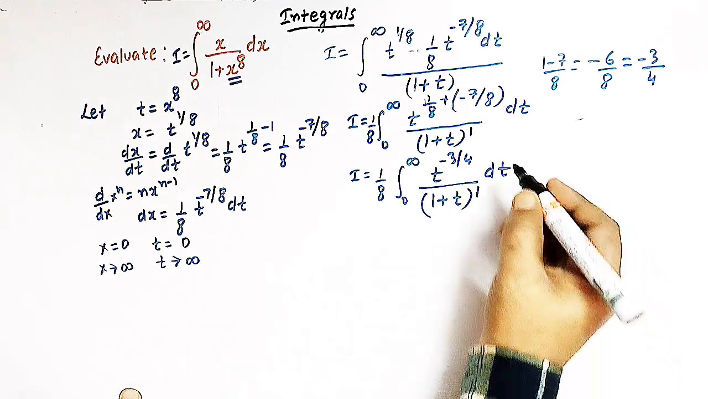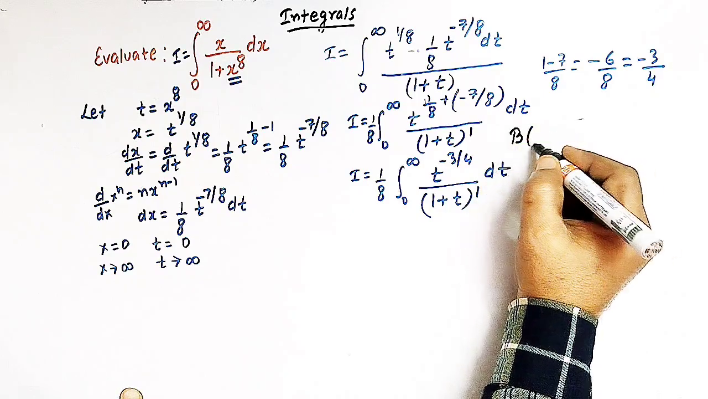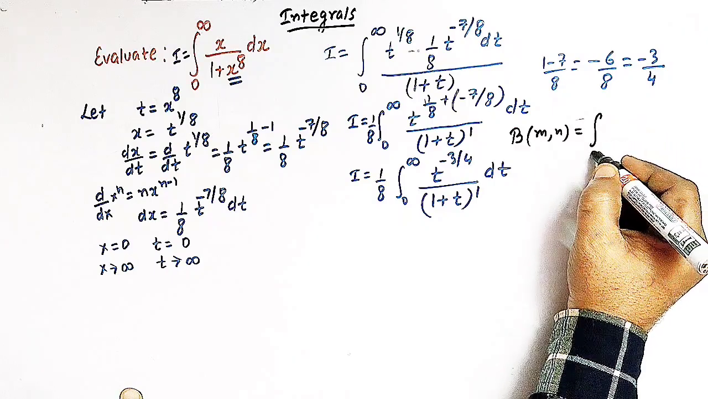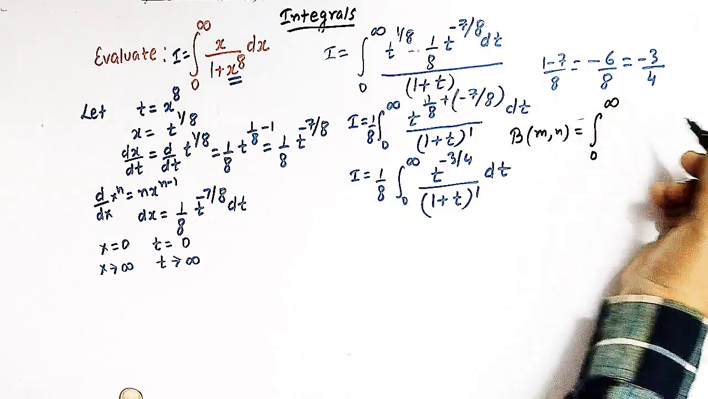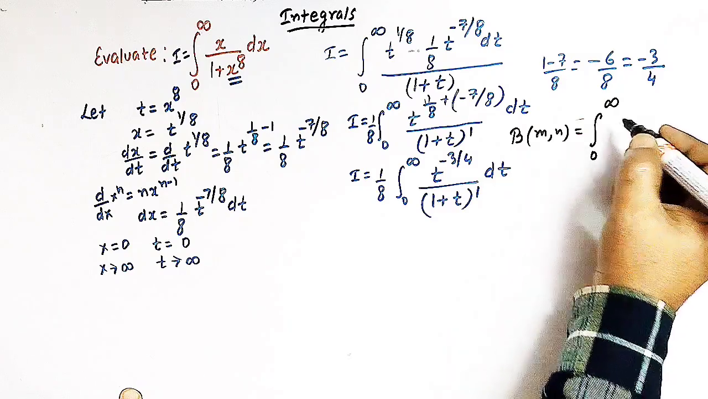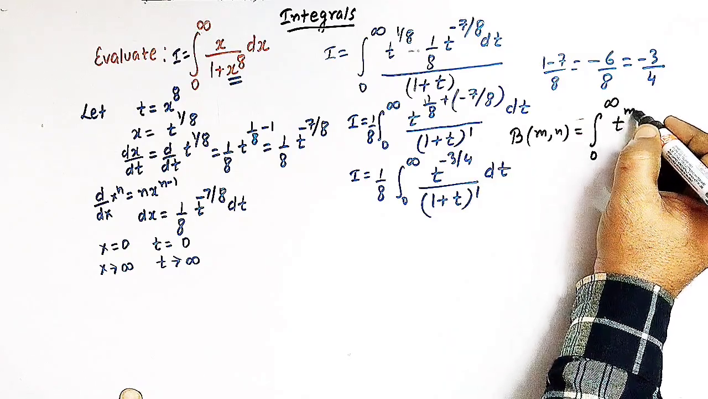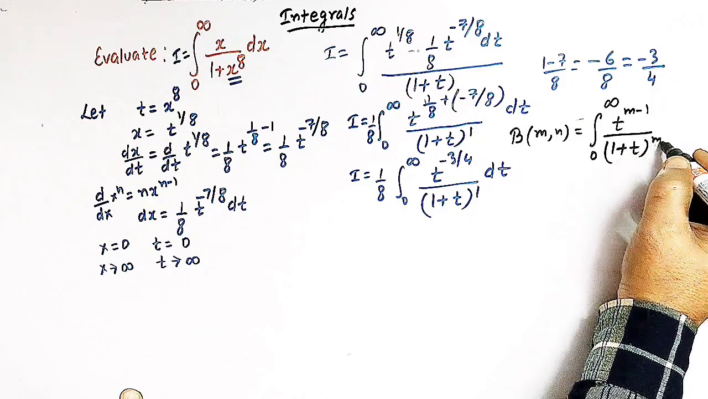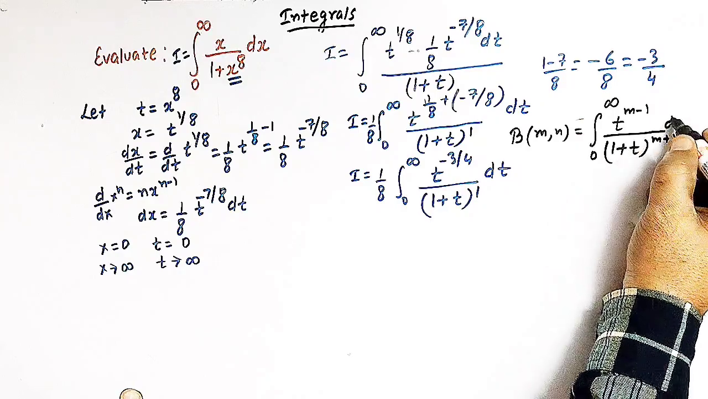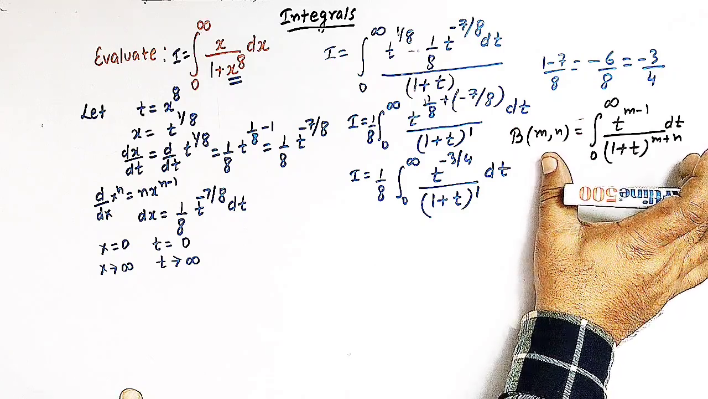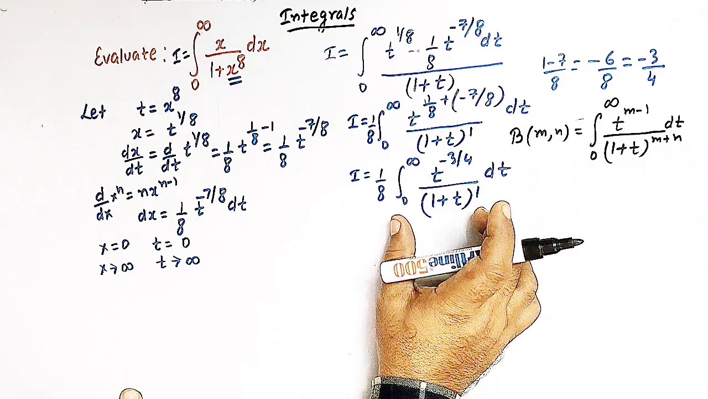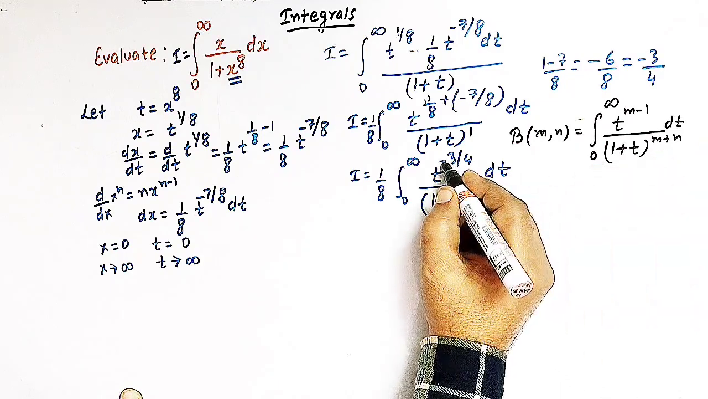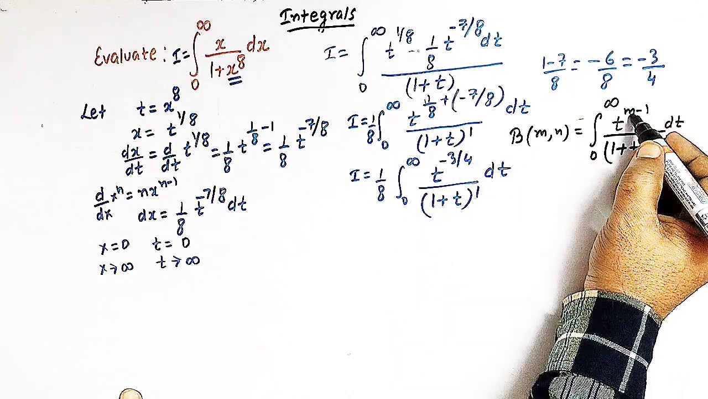So now the beta function is defined like this, that is beta m comma n is given by the integral 0 to infinity. And if we take the variable as t, then we have t raised to m minus 1 divided by 1 plus t raised to m plus n, right? So the beta function is defined like this. So if we compare this integral with this one, right, then here we have minus 3 over 4, and here we have m minus 1.